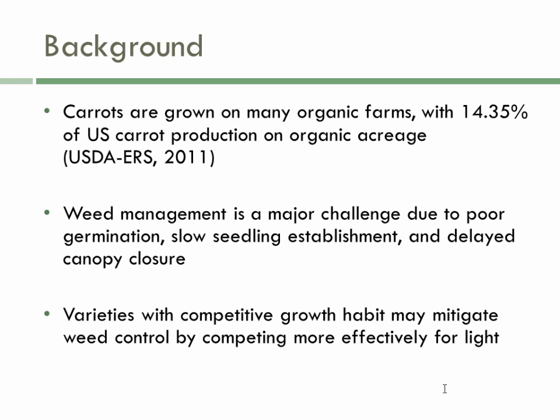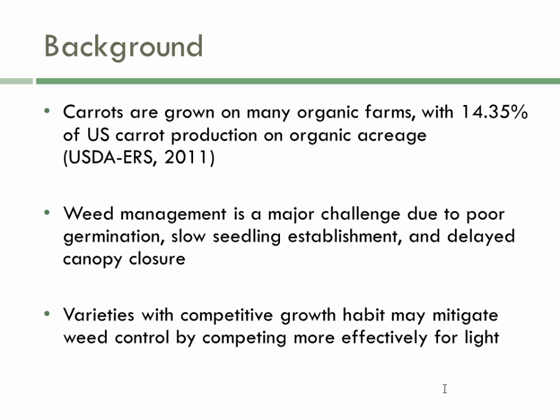So carrots are grown on a lot of organic farms, and about 14% of overall U.S. carrot production is on organic land. But weed management is a huge challenge, and this is largely due to the growth habit of carrot. They take a long time to germinate, around 2 to 3 weeks. They're slow to establish and also very slow to develop canopy structure.